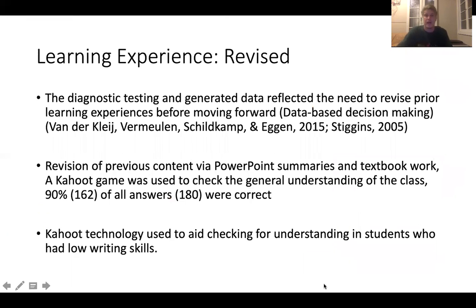So we did that. From the data, we just looked at PowerPoint summaries and textbook work to reaffirm their knowledge before we moved on, scaffolding learning, I guess. A Kahoot game was used at the end of this process to check if they understood. And 90% of the responses to the questions were correct. So 162 out of 180, which is pretty significant.